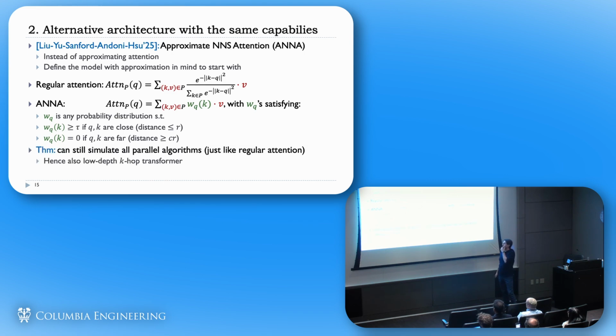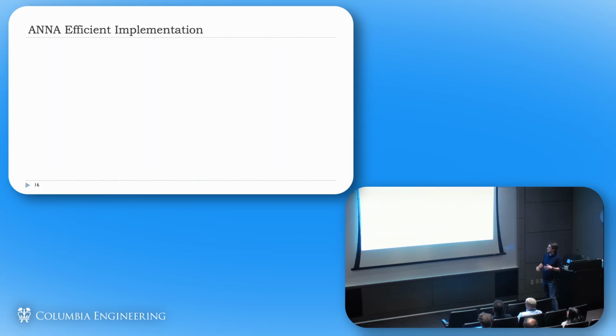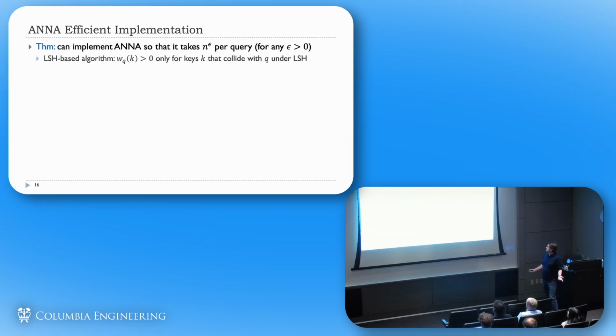Okay, and the main theorem proved that this is a weakened architecture, which can compute everything that transformers can do. For example, they can still simulate all parallel algorithms with a number of layers which is proportional to the parallel time of the algorithm. So basically, exactly the same capabilities that I presented on the previous slide. And the good part is that a very efficient implementation of it is possible, using theoretical nearest neighbor search algorithms. You can get runtime which is n to the epsilon per query as opposed to linear in n, which would be the naive calculation of the attention.